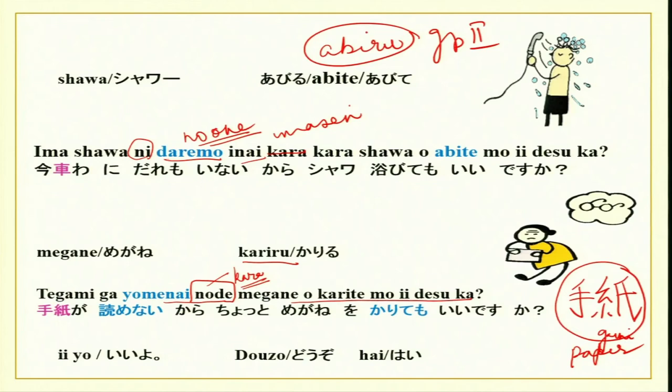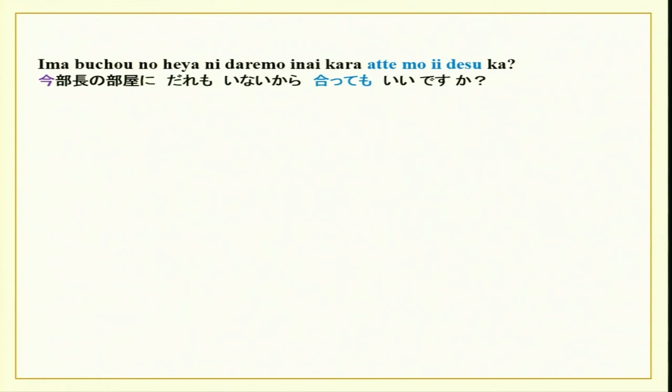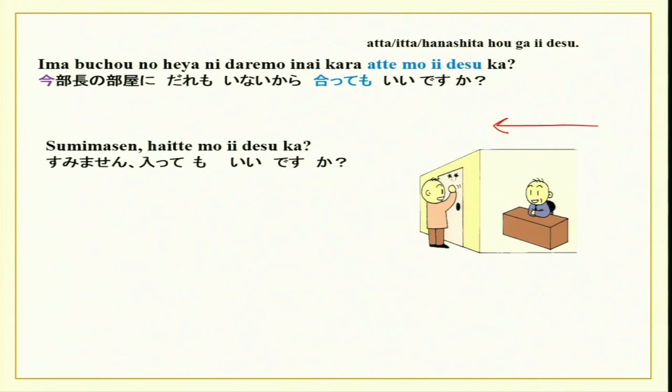There is lots more. Ima bucho no heya ni dare mo inai kara, atte mo ii desu ka? So, look at the picture and see. Bucho is sitting over here, and Tanaka-san wants to go in, talk to the bucho. So, first tell me, what is he going to say over here? What is the phrase that he is going to use? You have done these phrases in your last, I think, 2 or 3 lectures. So, tell me, what is the phrase? That's correct.